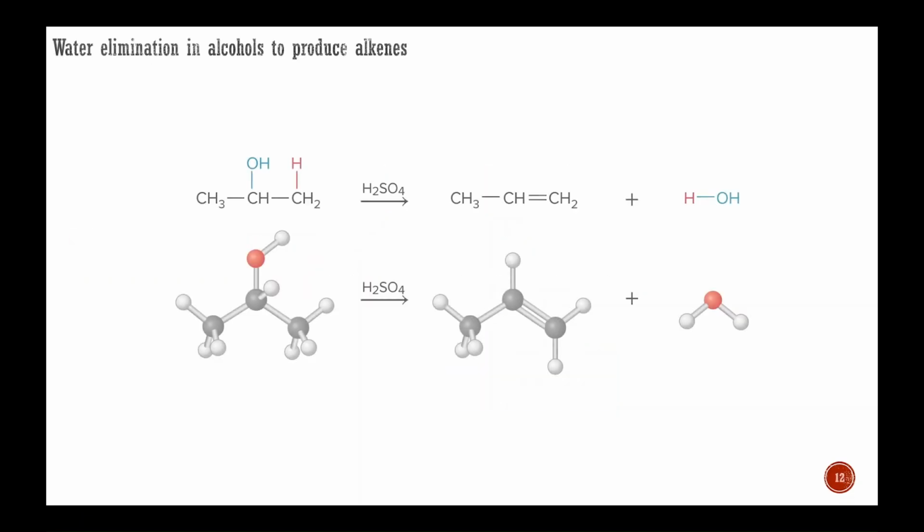For instance, here you see a typical elimination reaction where an alcohol is converted into an olefin. A hydrogen atom and a hydroxyl group are eliminated in the form of water, and this type of reaction is typically catalyzed by a strong acid, which is why you see sulfuric acid on the reaction arrow.